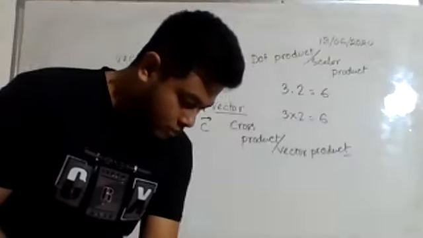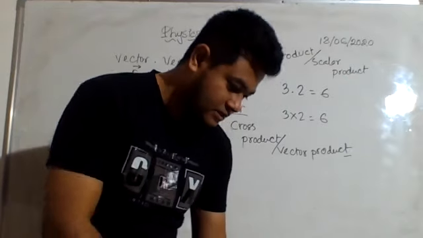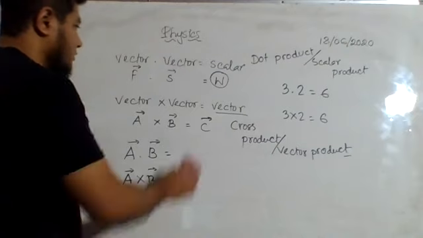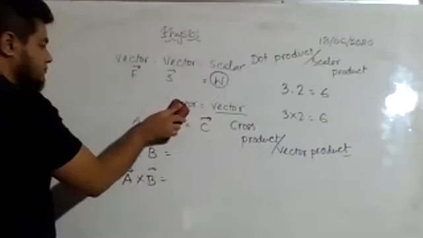Okay, come to page number 68. Scalar multiplication or scalar product or dot product. We will study this one first.